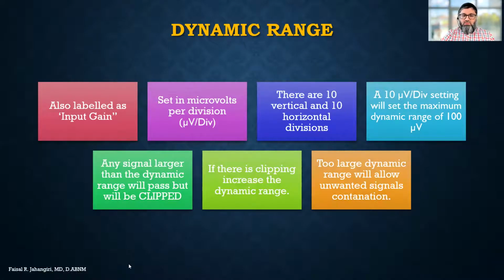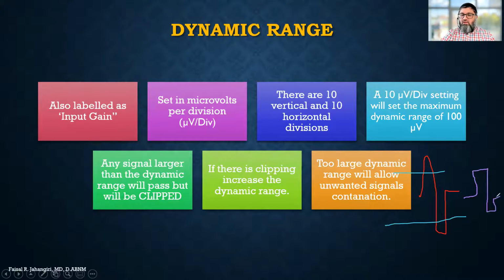If I want to draw this signal, if you have this signal and your dynamic range is smaller than that, if this is the dynamic range and the signal is bigger than that, the signal will pass, but it will not be the same signal. It will look like this. This is called clipping. The part here will be clipped and chopped. The part which is bigger and above and below that dynamic range will be cut off.